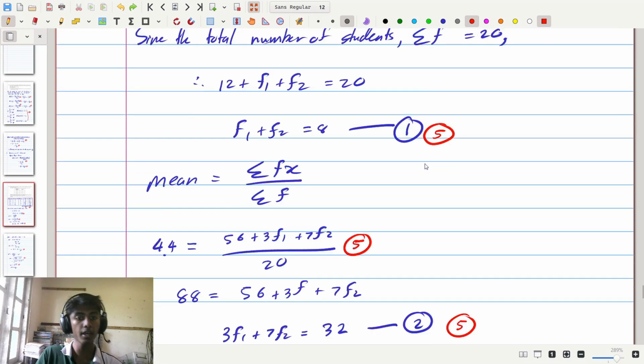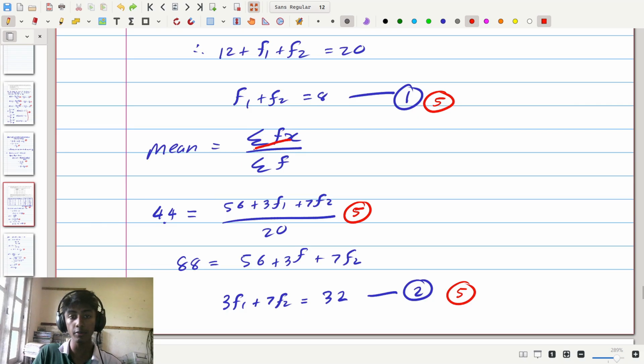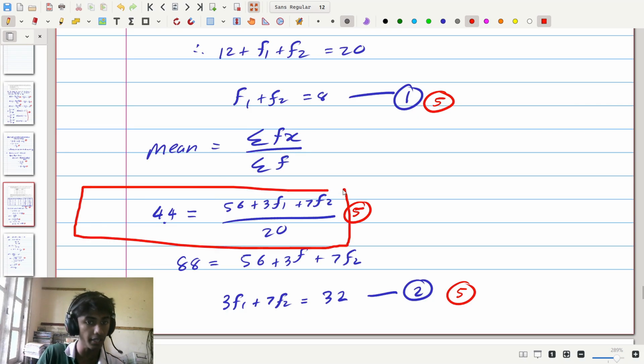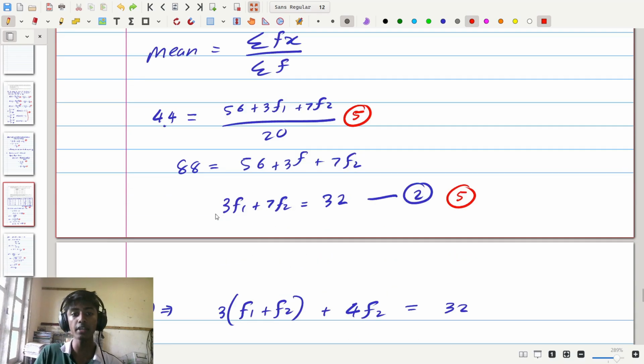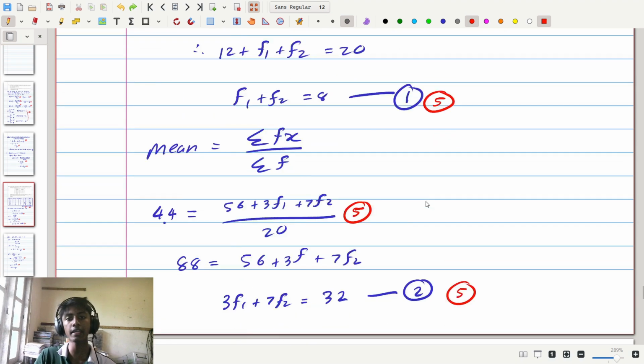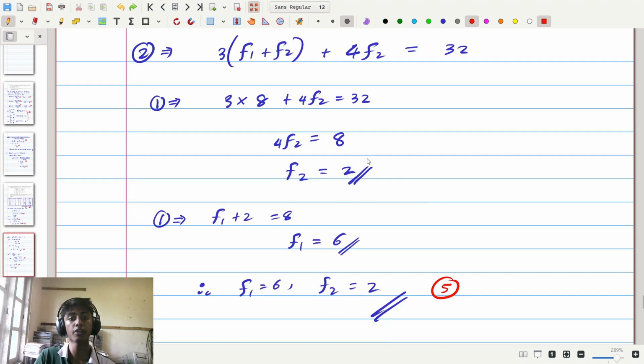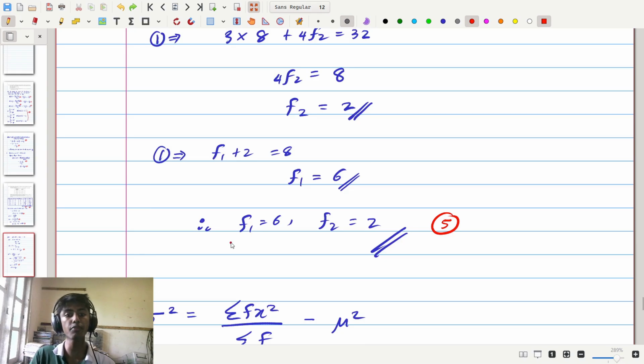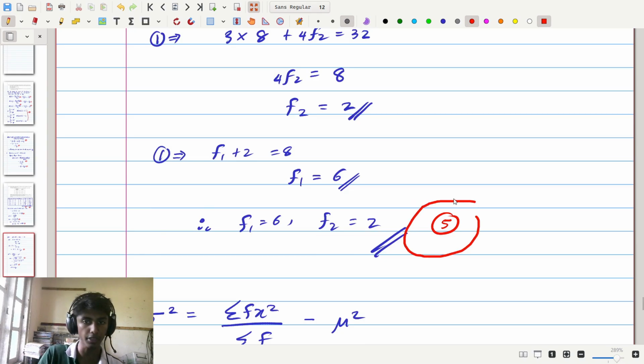And similarly, when you say that the mean is equal to sigma fx divided by sigma f and substitute to get this equation right here, you get 5 marks for that. And simplifying that down, when you get 3f1 plus 7f2 equals 32, you get another 5 marks. Now using equation number 1 and equation number 2, when you go down, substitute, simplify, and find that f1 is equal to 6 and f2 is equal to 2, for getting both correct, you get 5 marks.